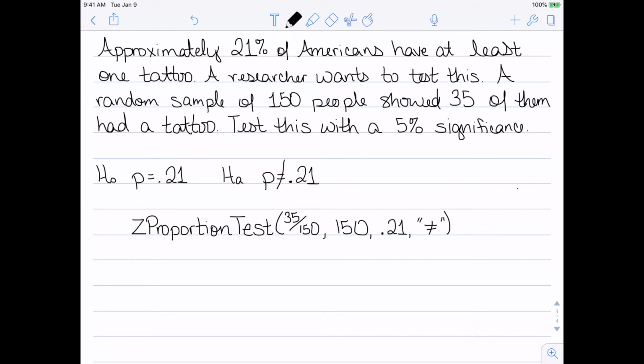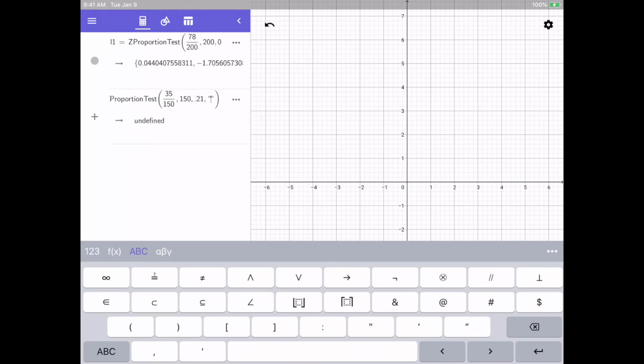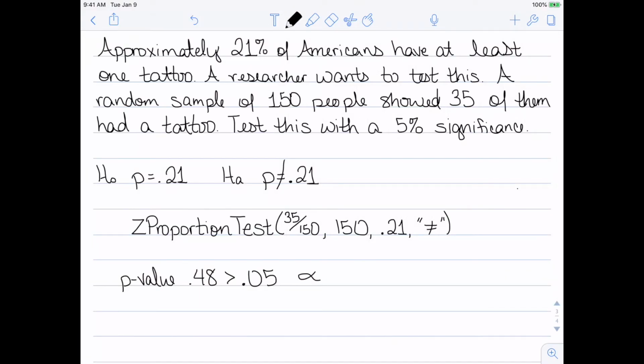So now that we have that, let's move over to the graphing calculator. I'm going to click the three dots, the z proportion test. The sample proportion was 35 out of 150. Sample size is 150. H0 is 0.21, and my tail was not equal to. So we have a really high p-value, 0.48. And we can see that this p-value is significantly higher than 0.05, our value for alpha. And since the p-value is bigger, we go with H0, that it is actually 21%.